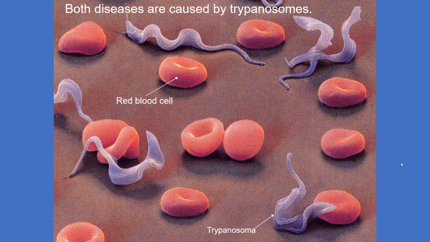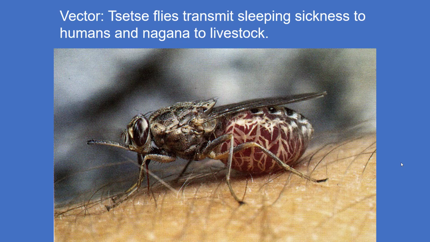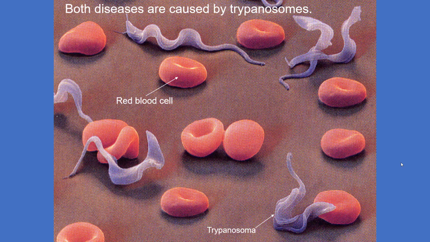This disease also causes a disease in livestock where cattle and other livestock become ill and die as well. So it's called sleeping sickness in humans and nagana in livestock. But in either case, it's caused by the same kind of organism. You can see the red blood cells here, and you can see these trypanosoma. Trypanosoma. Go ahead and write that down.